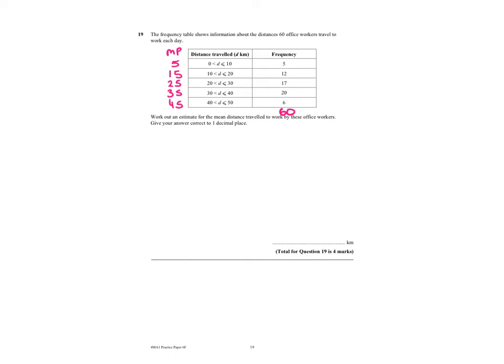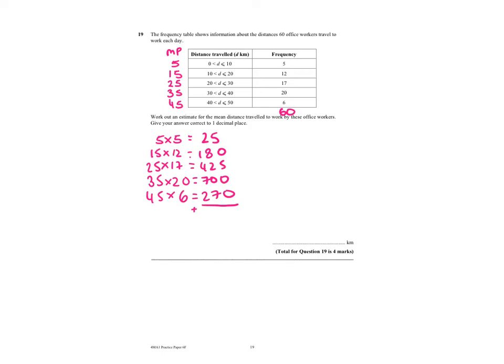Now I've found the midpoint, I can multiply the midpoint by the frequency. So I've got 5, which is my midpoint for the first one, times 5. I've got 15 times 12. I've got 25 times 17, 35 times 20, 45 times 6. I'm going to work them all out, add them all up, and then I need to divide by how many I have in total, which in our case is our total frequency, so we're going to divide it by 60. So 5 times 5 is 25, 15 times 12, 180, 25 times 17, 425, 35 times 20, 700, 45 times 6, 270.